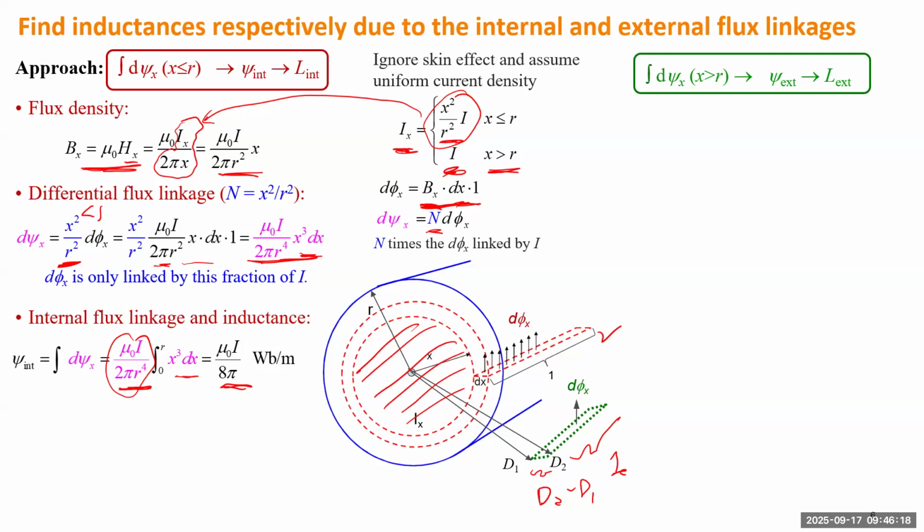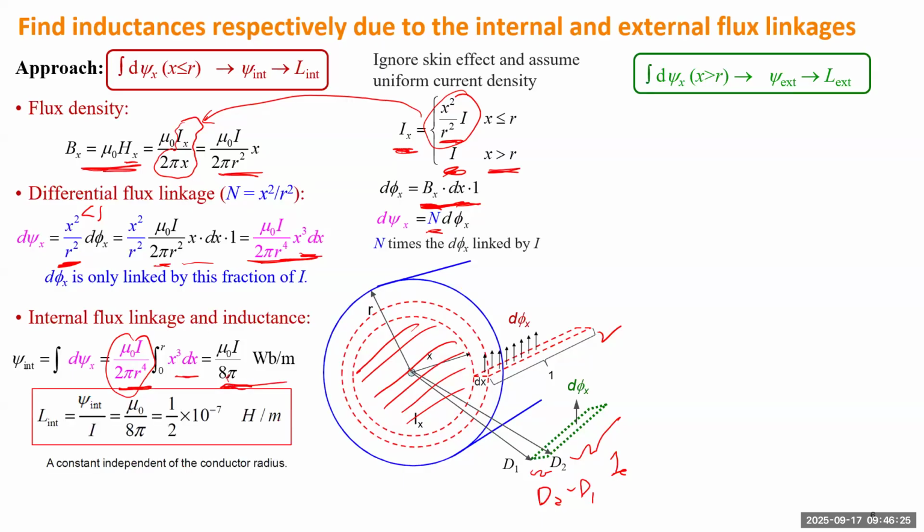All right, so this result doesn't depend on the dimension of the conductor at all. So if you divide this one by the total current, this will be the inductance due to the internal flux. So this one has no dimension.